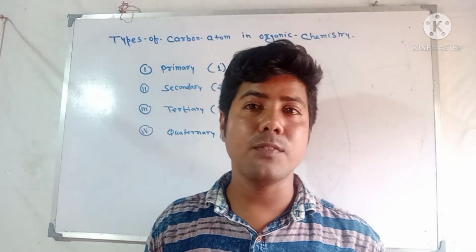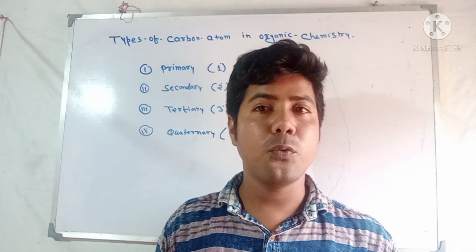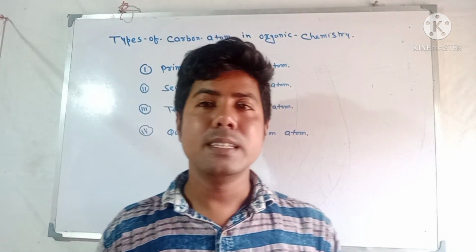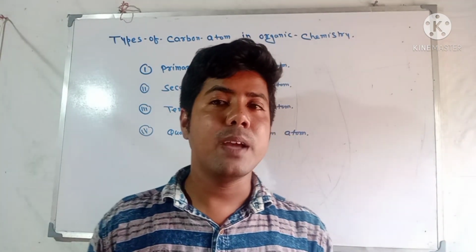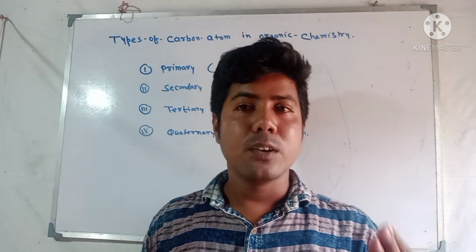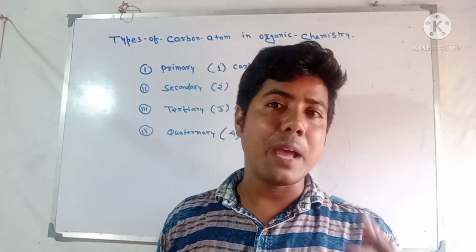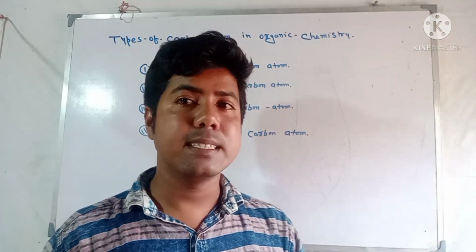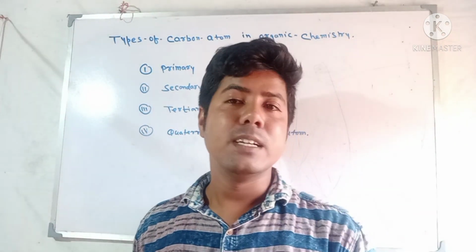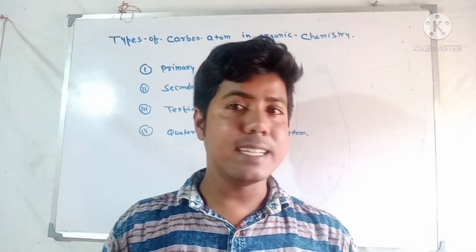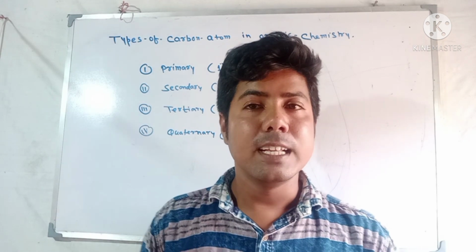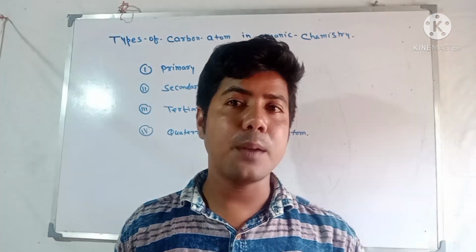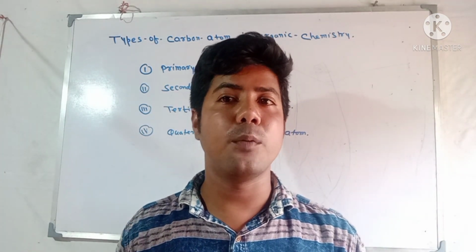So basically there are four types of carbon atom. One is primary carbon atom, second secondary carbon atom, third tertiary carbon atom, and fourth one is quaternary carbon atom. Primary is also called 1 degree carbon atom, secondary is also called 2 degree carbon atom, tertiary is also called 3 degree carbon atom, and quaternary is also called 4 degree carbon atom.